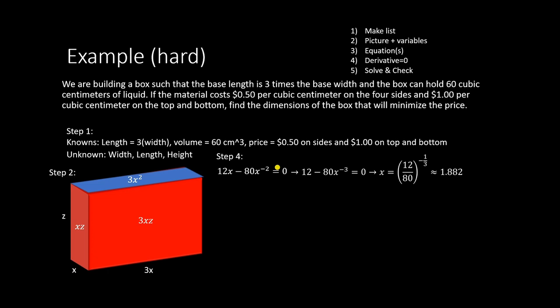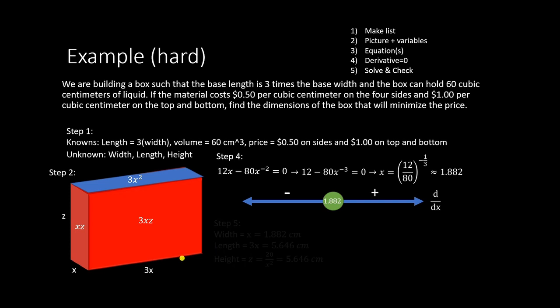Now if we do the first derivative test, you'll see that if we plug a number smaller than 1.882 into the derivative, we get a negative number. And if we plug in a number bigger than 1.882, we'll get a positive number. That means that 1.882 is a relative minimum. If x is 1.882 centimeters, the price will be minimum.